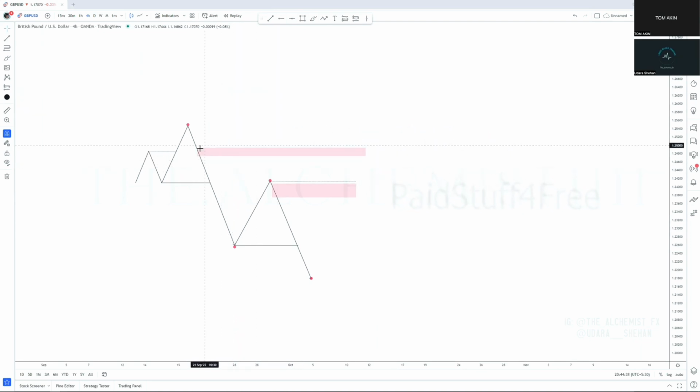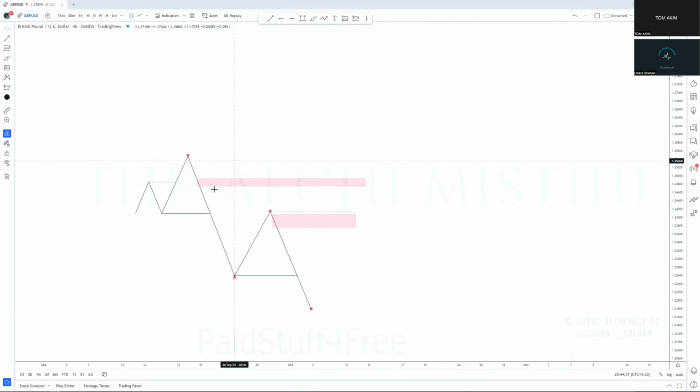This could be an order block, a breaker block, a rejection block, or an imbalance. So if you put imbalances aside, we're simply focusing on the closing prices of the candles. That is what we are focusing on. Now let me show you.